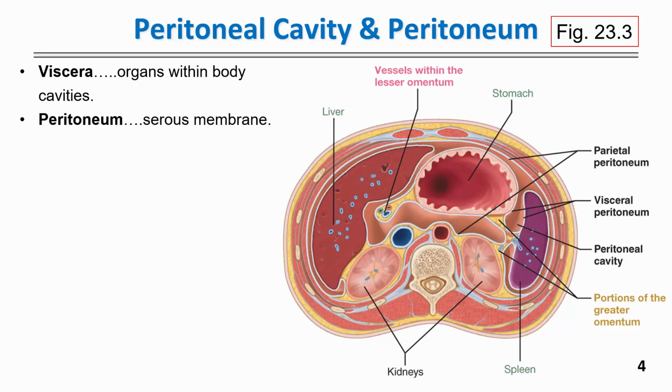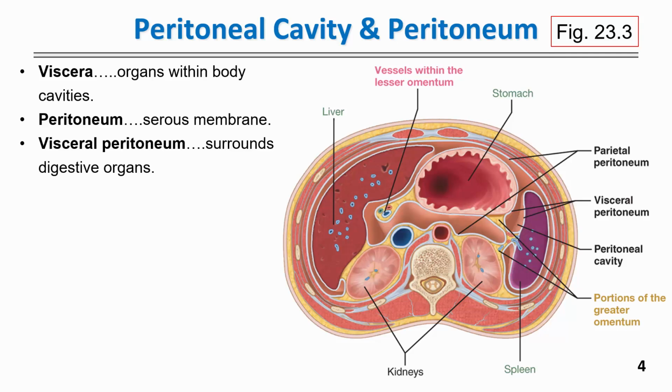Now, there are a series of what are called membranes that will provide order and support to these organs that reside within the viscera, within this body cavity. And that membrane is called the peritoneum. It is a serous membrane that, in addition to providing structure to these organs, will also secrete a fluid that helps support the dynamic movement of these organs.